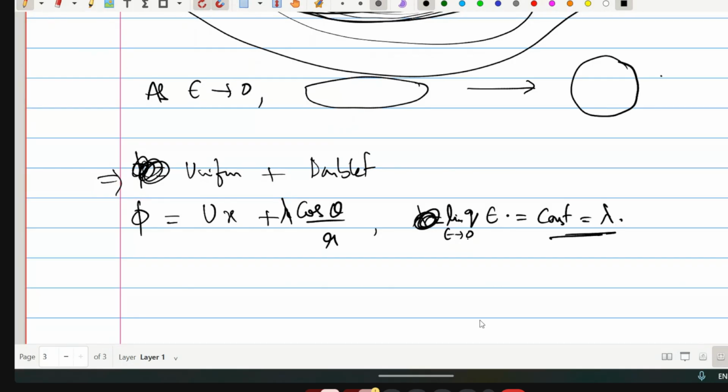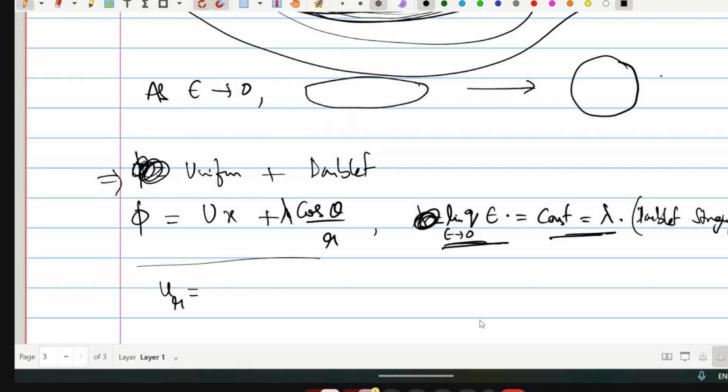So lambda is basically a constant. This is how you put it. That is the doublet strength. We call this the doublet strength. With this, you can now get again your UR and U theta. What is your UR in this case? UR is U cos theta minus lambda cos theta by r square.